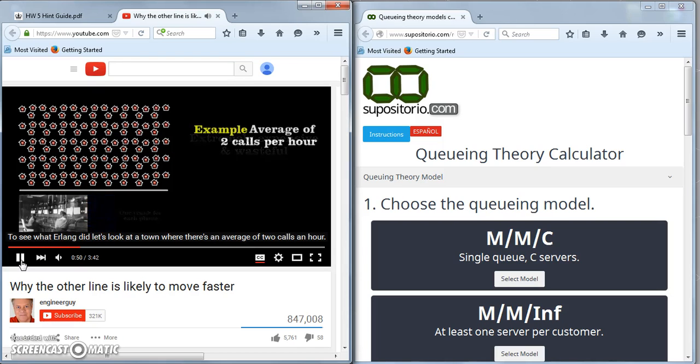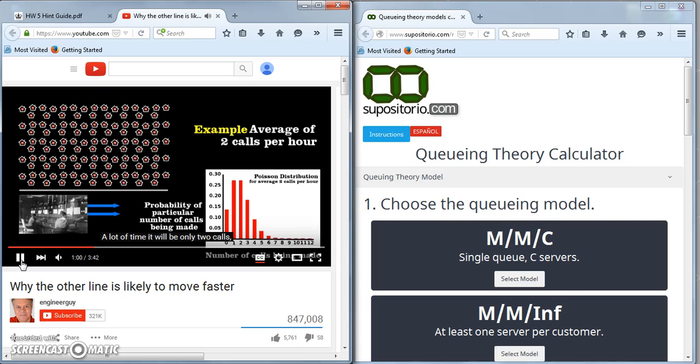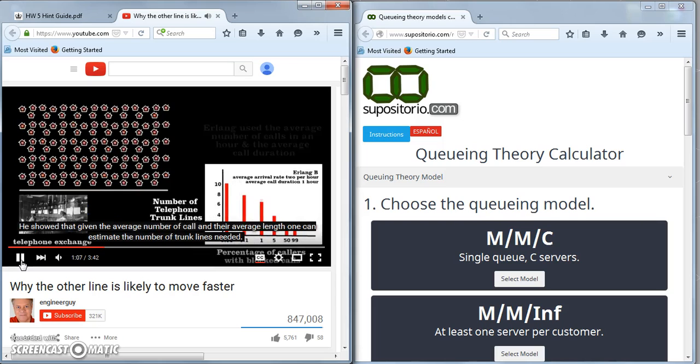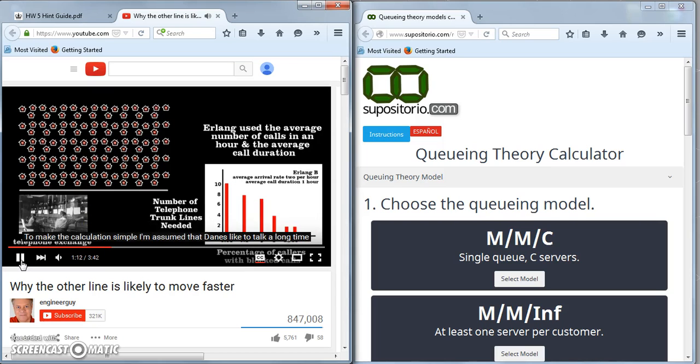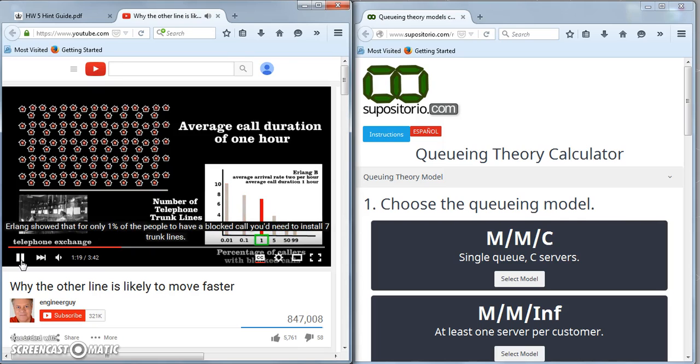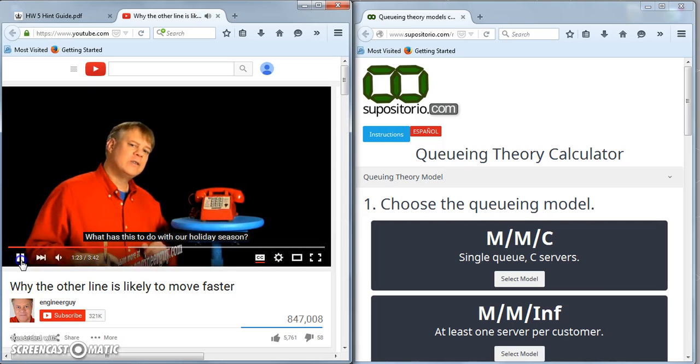To see what Erling did, let's look at a town where there's an average of 2 calls an hour. You'd think 2 trunk lines would do, but Erling showed that although the average rate is 2 an hour, the calls will bunch up. A lot of times it will be only 2 calls, but also sometimes none, or 3 or 4 or 5 will occur. He showed that given the average number of calls and their average length, one can estimate the number of trunk lines needed. To make the calculation simple, I've assumed that Danes like to talk a long time, 1 hour on the average. Erling showed that for only 1% of the people to have a blocked call, you need to install 7 trunk lines. What has this to do?